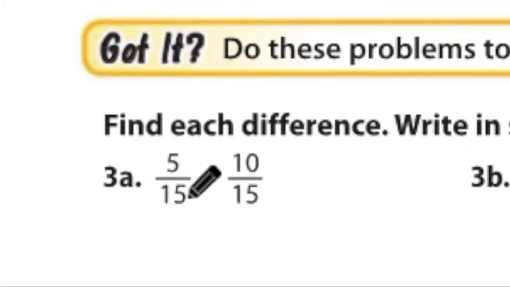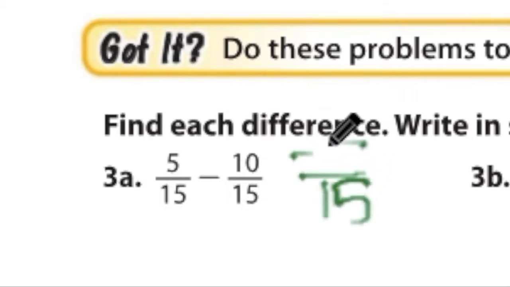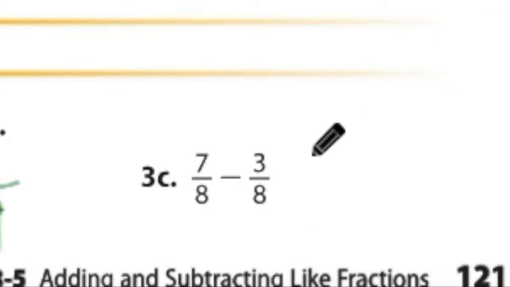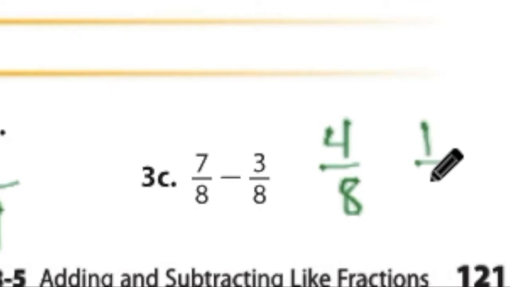Down at the bottom, 3a, this denominator is 15. Numerator 5 take away 10, which is negative 5. Negative 5/15 reduces to negative 1/3. For 3b, 3 minus 4 is negative 1, and the denominator is 9. For 3c, 7 minus 3 is 4, the denominator is 8, and 4/8 reduces to 1/2.